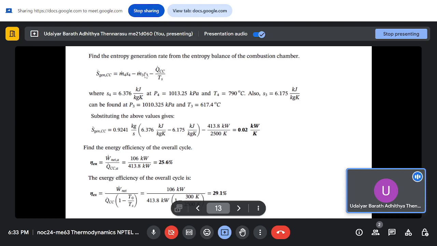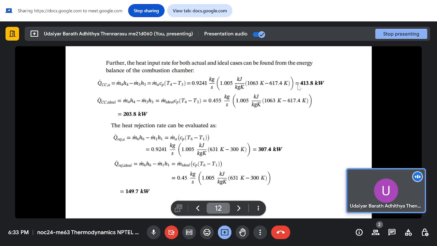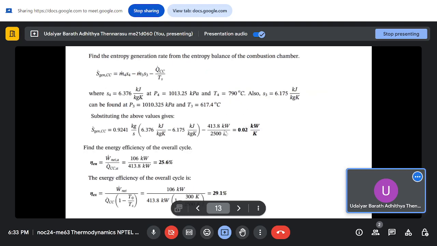Now substituting it in the problem, your actual is 0.9241 into the difference in entropy minus 413.8 kilowatt, which we calculated previously, which is added in the actual cycle, divided by 2500. This gives me 0.02 kilowatt per Kelvin. This is the amount of entropy which is getting generated in the combustion chamber.